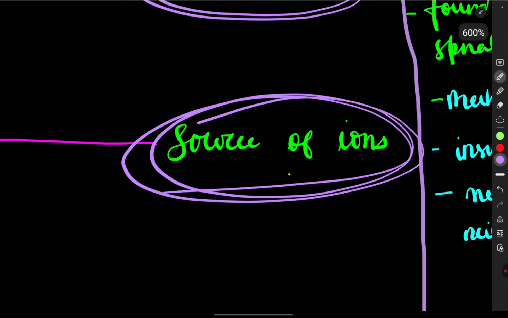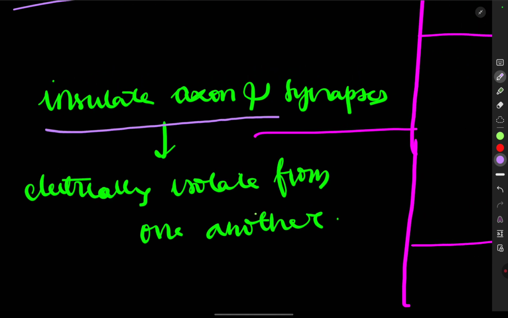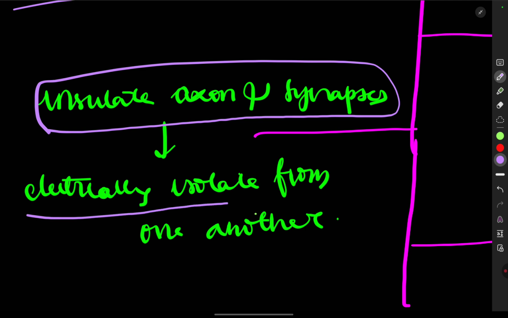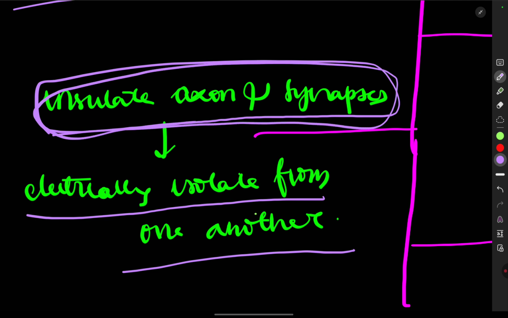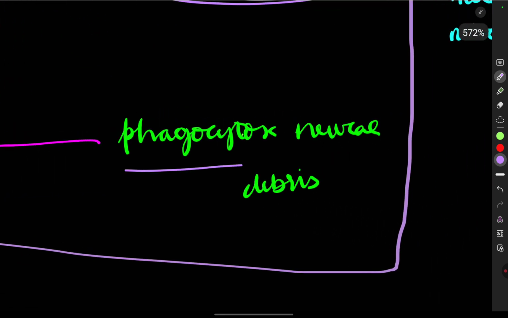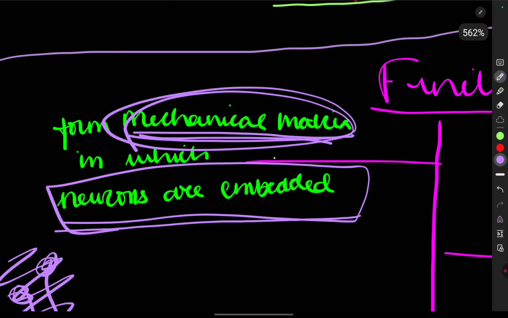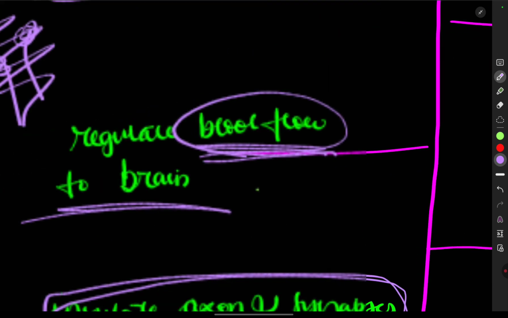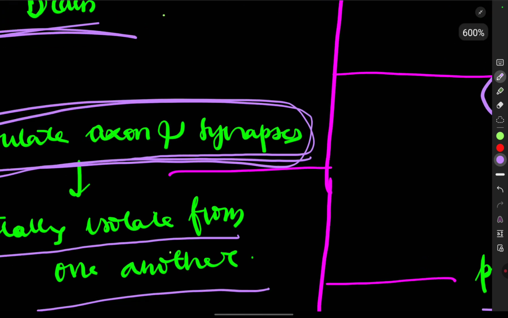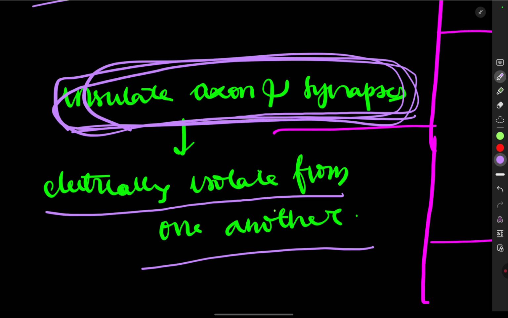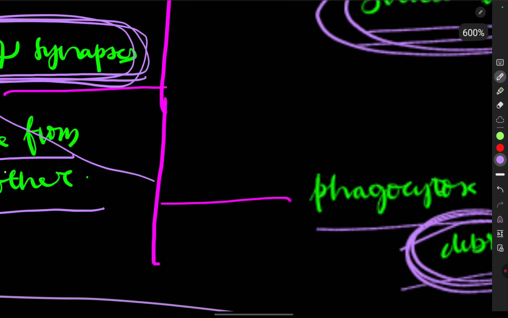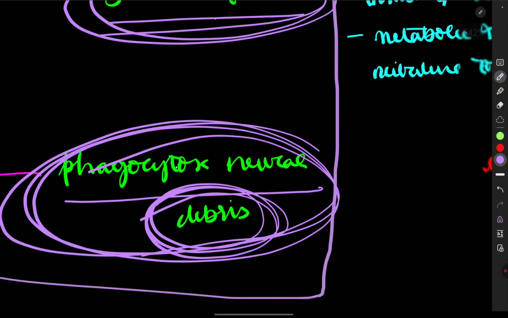They are a source of ions. They insulate axons and synapses, electrically isolating them from one another. They help in isolating the electrical communication between two axons. And there is phagocytosis of the neural debris. Whatever debris is present, they help in phagocytosis. So what is it? The mechanical matrix, the metabolic and nutritive role, blood flow to the brain, source of ions. They isolate the axons and synapses, do not let electrical communication between the two occur, and also help in phagocytosis of the neural debris.